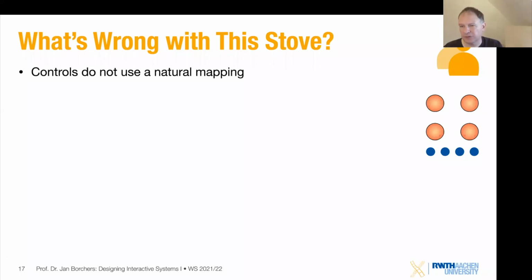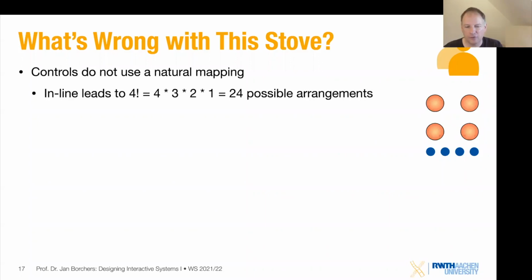With four different buttons mapping to four different plates, we actually have 4 factorial equals 24 possible arrangements that these buttons could represent. And without looking at the markings, which I can't see when I'm standing at the stove to actually use it, that really makes it hard to build a mental model of which one is mapped how.